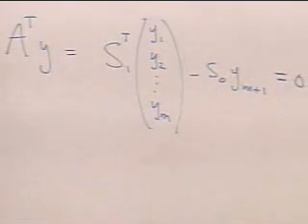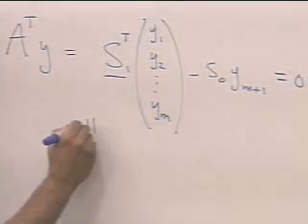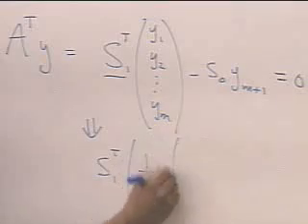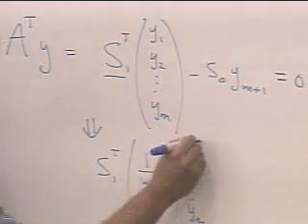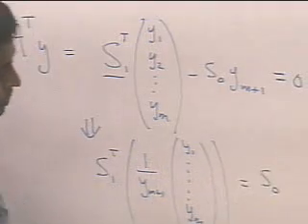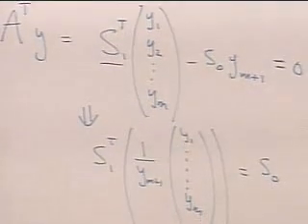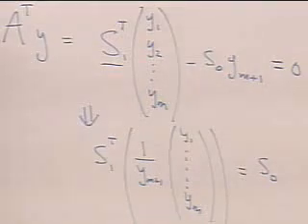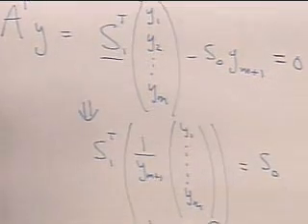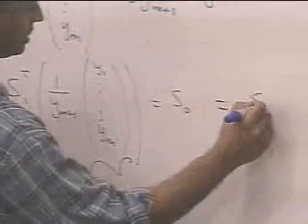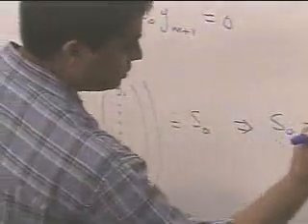If I divide out by y m plus 1, this implies that S1 times this vector, 1 over y m plus 1 times y1 to ym, is equal to S0. I'm just taking that thing over to the other side and dividing out by y m plus 1 on both sides, and I can do that because y m plus 1 is strictly positive. This, by definition, is my pi vector. So therefore, I end up getting that S0, oh, there shouldn't be a transpose here, because A has been transposed. So this implies that S0 is equal to S1 pi.